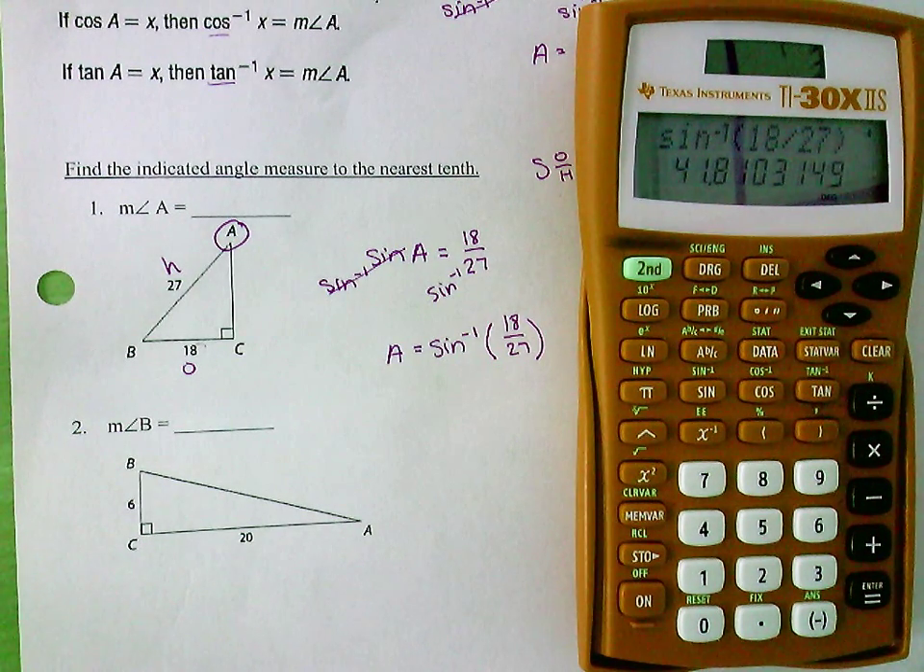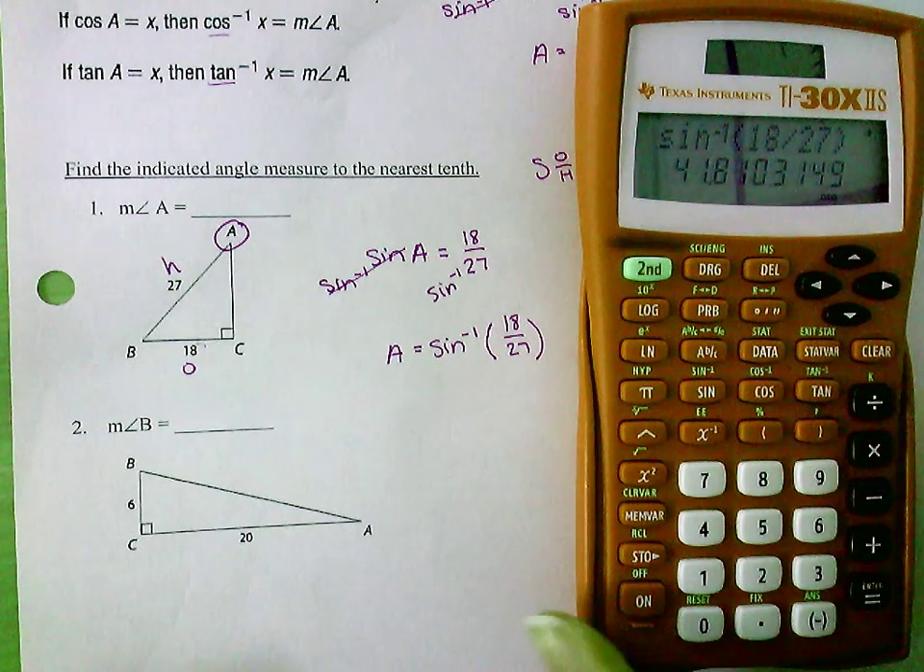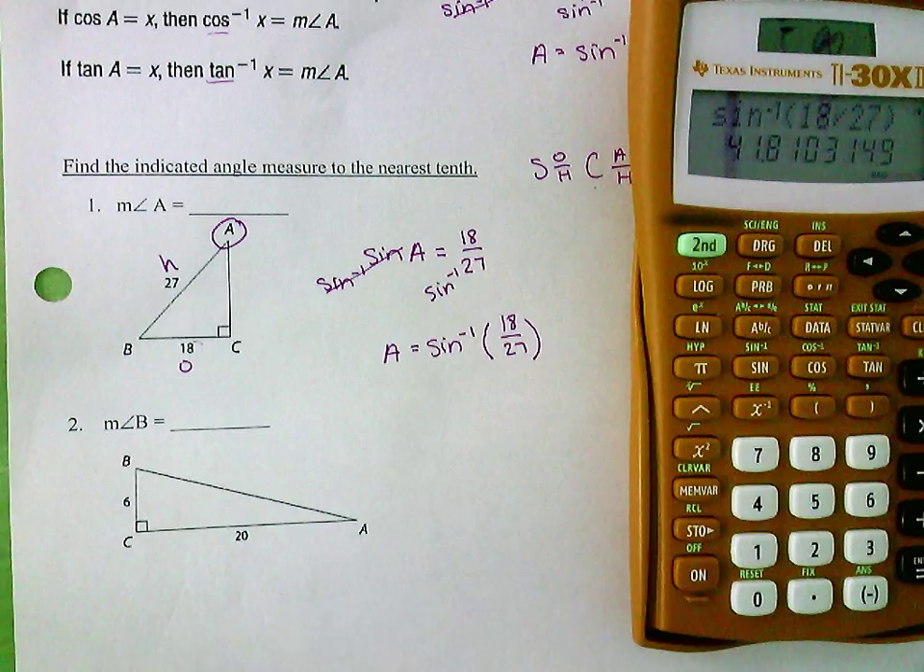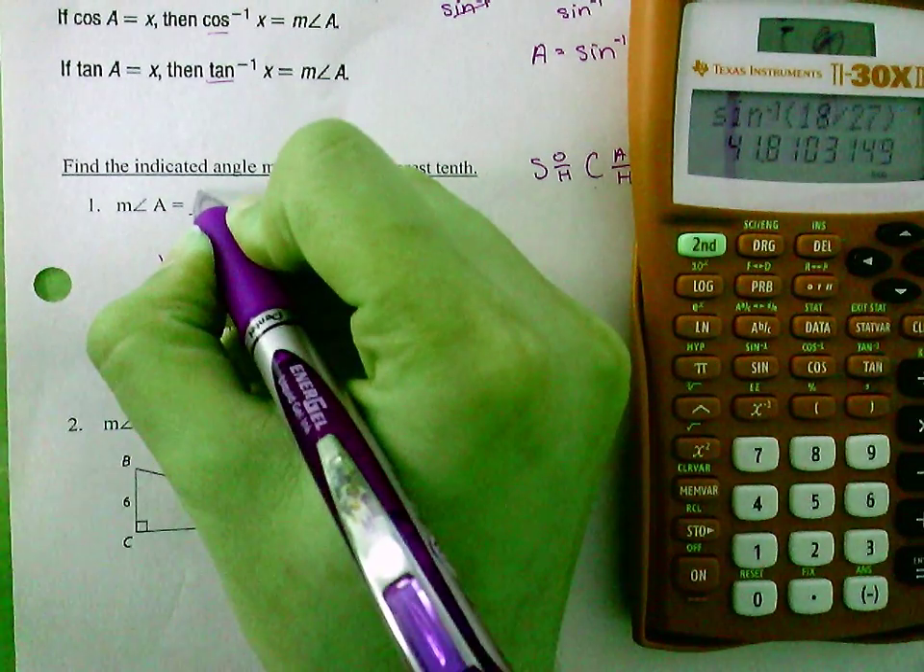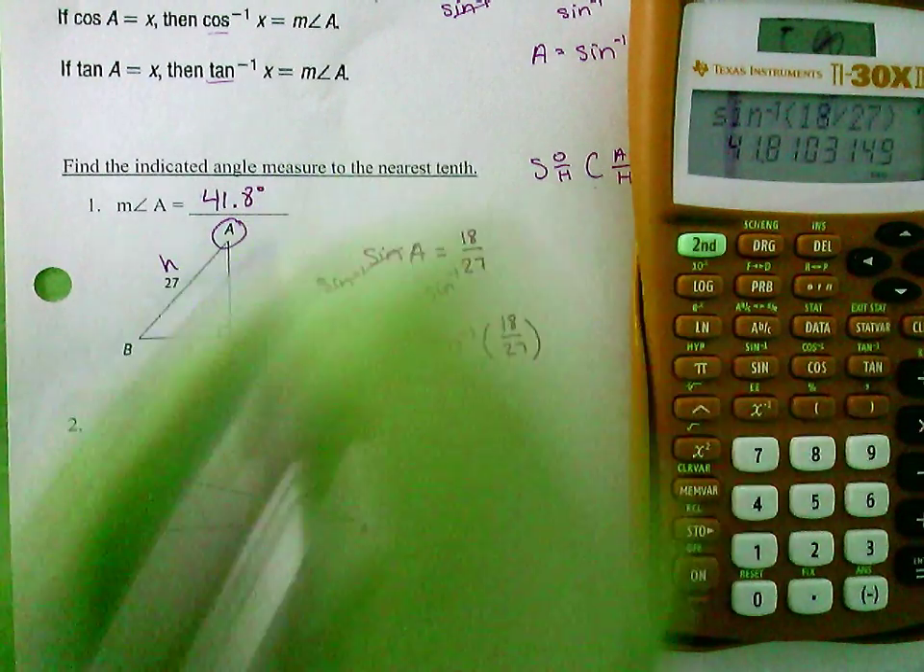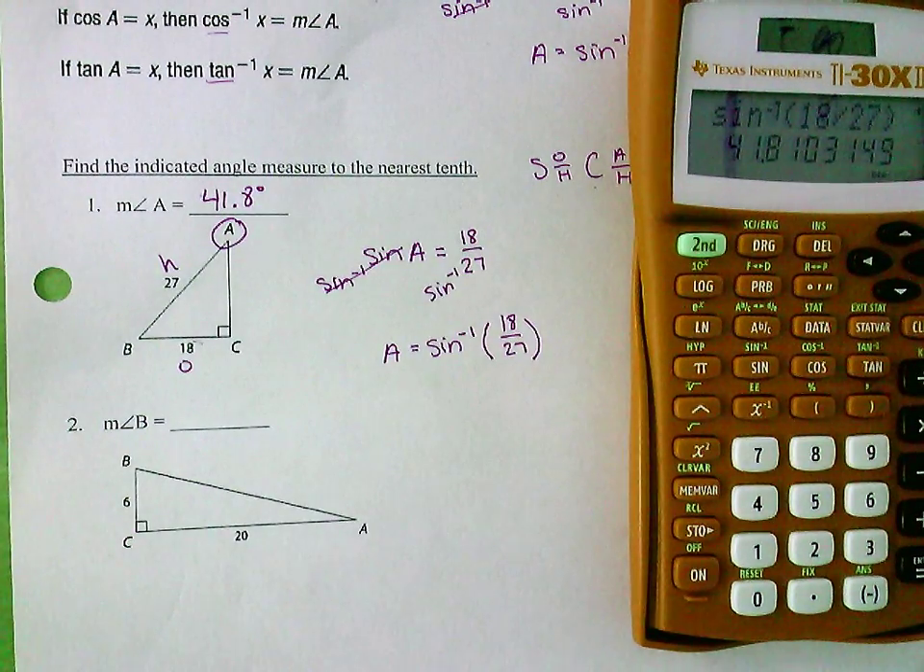You got it? This calculator's hard, maybe like 6 different steps to find the answer. So for angle A, that angle is about 41.8 degrees, since we're rounding to the nearest tenth. Not too bad.